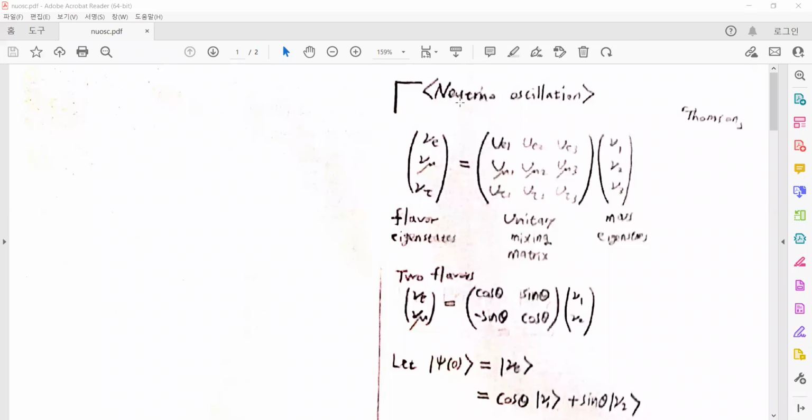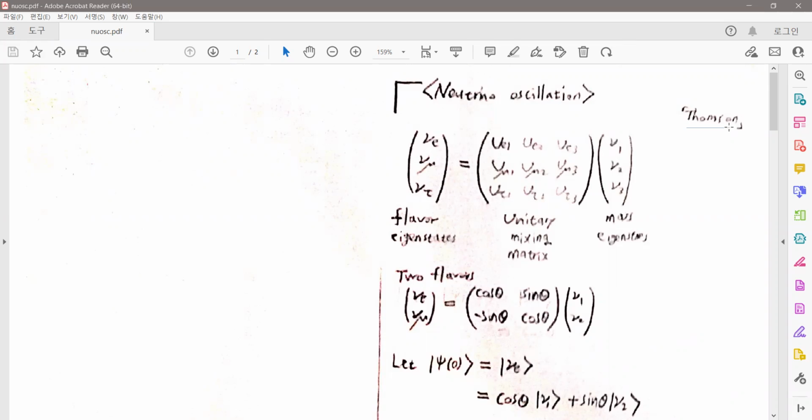Now this is the handwriting physics, and the topic is neutrino oscillation. I typed these things from the particle physics textbook written by Thomson.